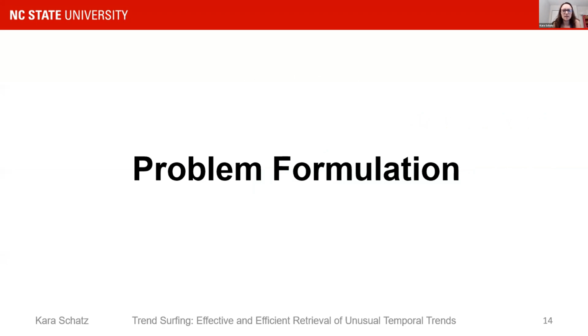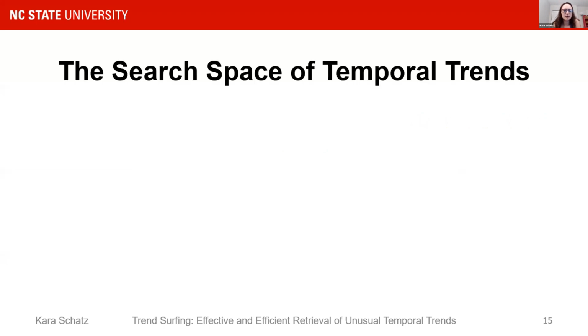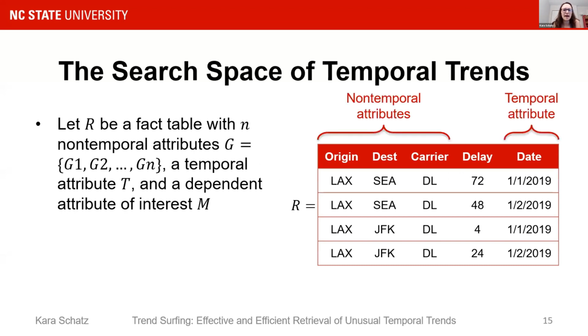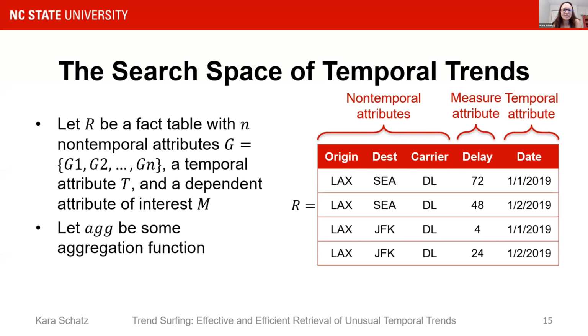So now I'll formulate the problem that our work addresses. First, we must define the search space of temporal trends, and for this, we will let R be a fact table that has n non-temporal attributes, a temporal attribute T, and a dependent or measure attribute of interest. I'll be using the table from before as an example to describe the space. We also need an aggregation function, ag, and in our case, in these examples and in the experiments, we use the average function.